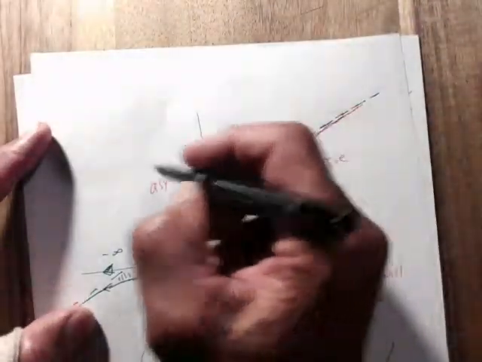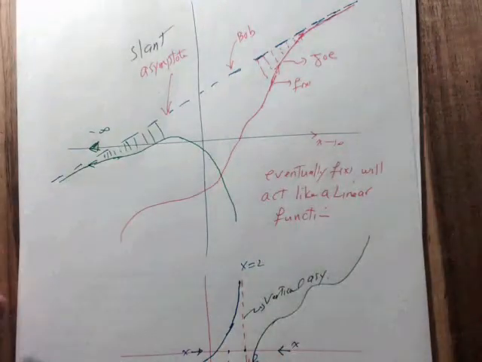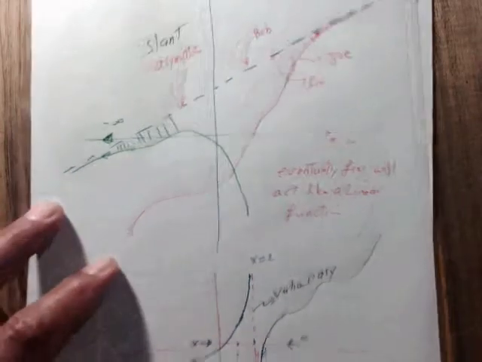We're going to see a different example. This is a slant asymptote. Slant means like this. This is a vertical asymptote.